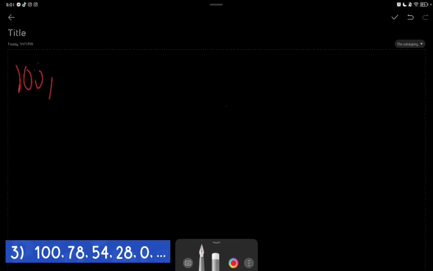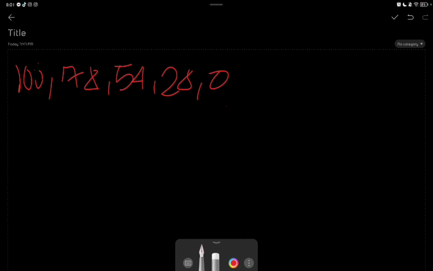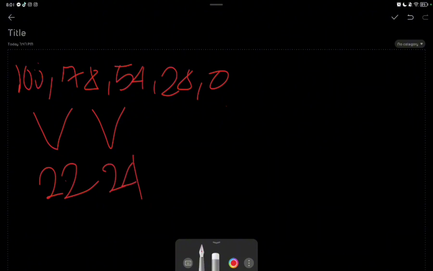Okay, so now for number 3, as you can see in the given, it is 100, 78, 54, 28, and 0. So as you can see, it is shrinking or decreasing. So we will subtract again the first term and the second term. Like 100 minus 78, it is 22. 78 minus 54, 24. 54 minus 28, 26. Then 28 minus 0, it is 28.